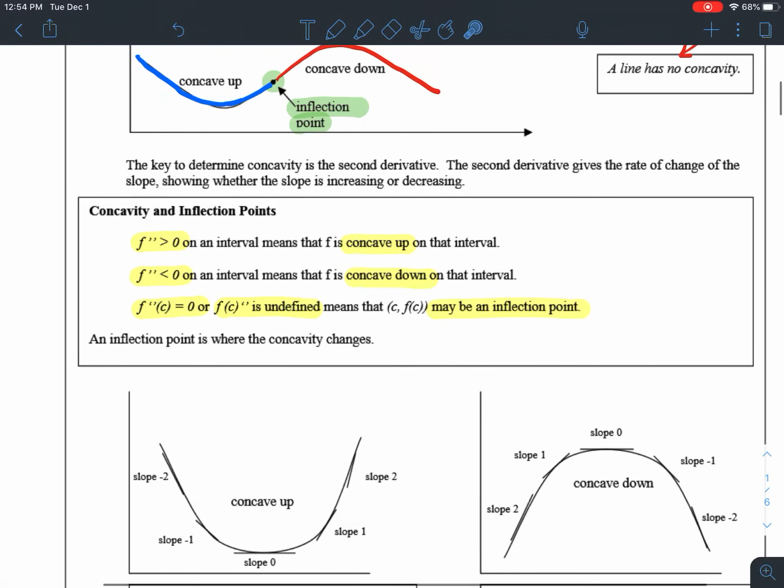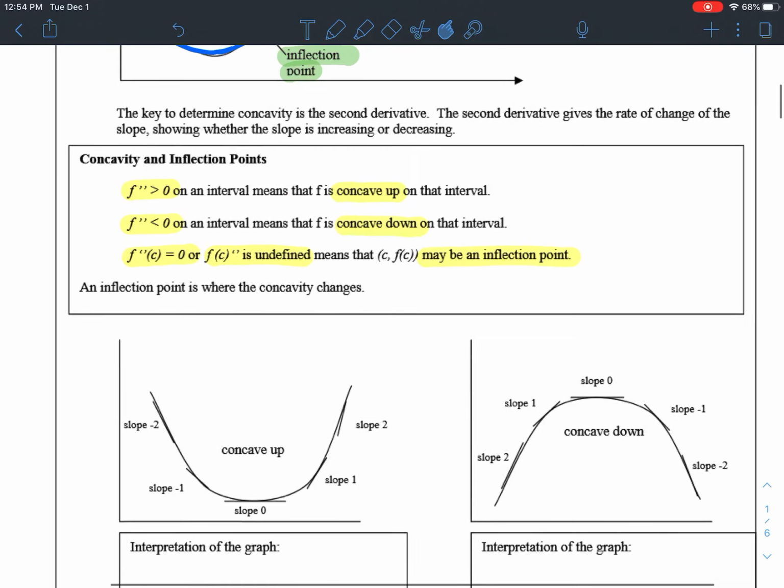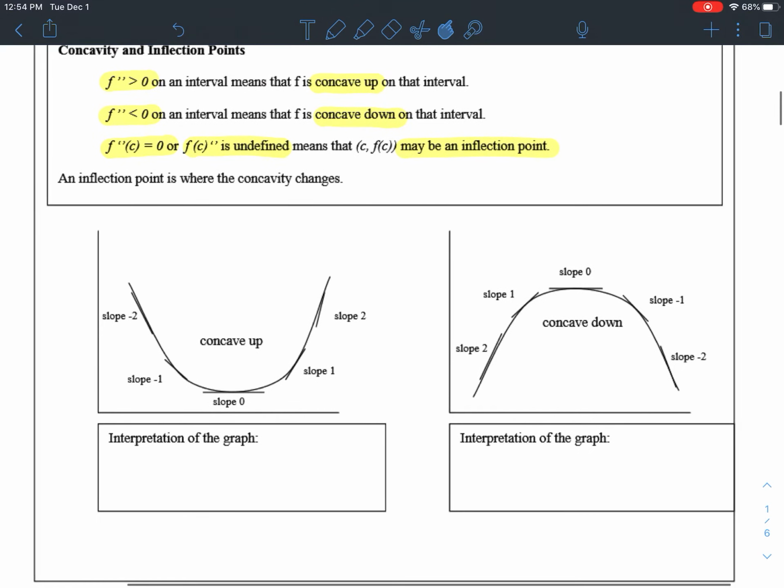And if the second derivative at a particular value is either 0 or undefined, that might indicate an inflection point. Now, I just want to chat through with you why, if the second derivative is greater than 0, we say the curve is concave up, versus if it's less than 0, it's concave down. You can see these two pictures here. We'll look at the one at the left first.